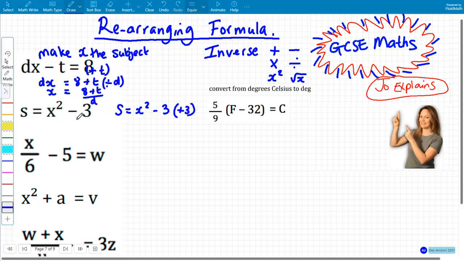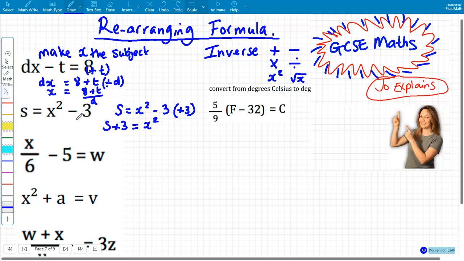And the thing is, you can do whatever you want to an equation. You could add a million here if you wanted to, as long as you do it to both sides, it's fine. It wouldn't help you to add a million though, that's the thing. Minus 3 plus 3 cancels out, so it's not there anymore.